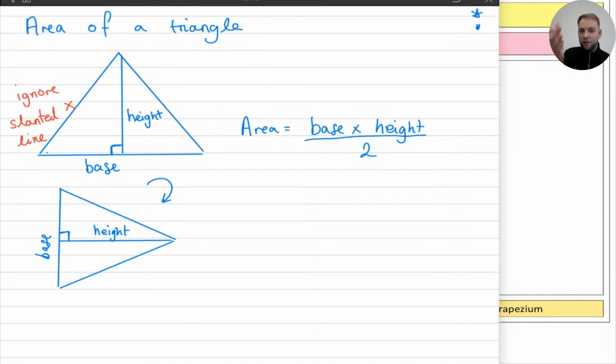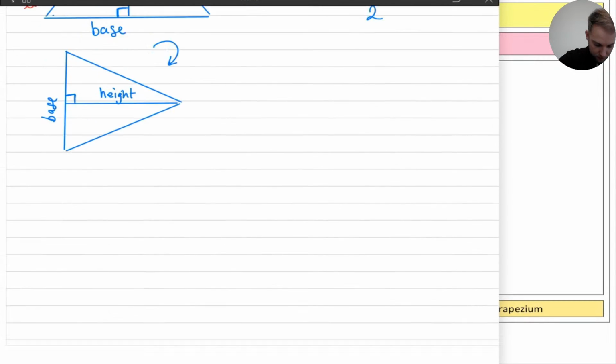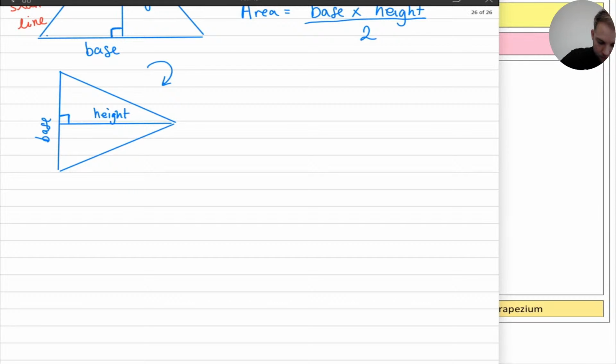So yeah, I've just turned it around to show that sometimes the base can be on the left. Now I've done 3 so far. There's one more that I'm going to go through. And this one here is the area of a trapezium. Area of a trapezium.